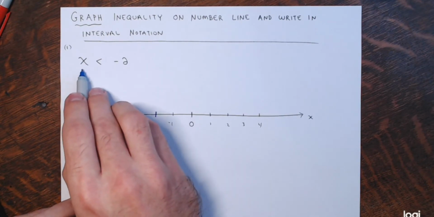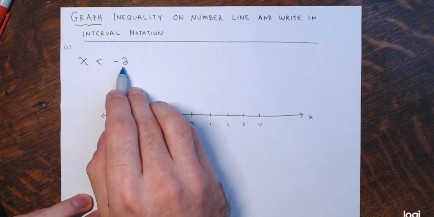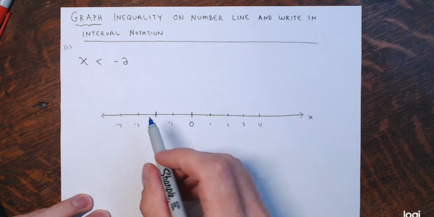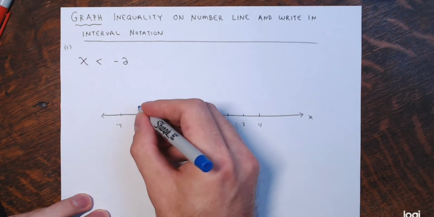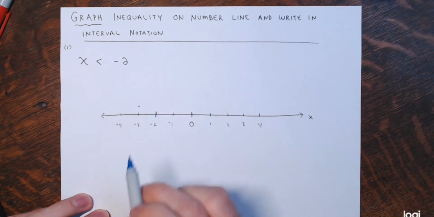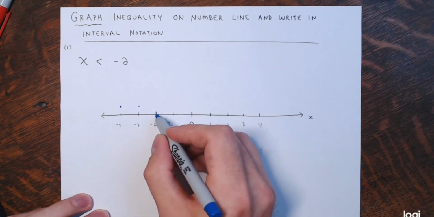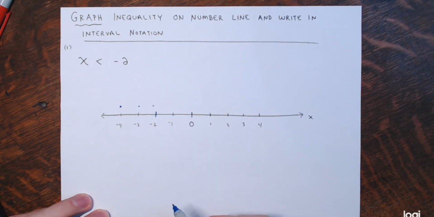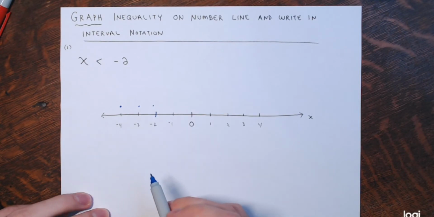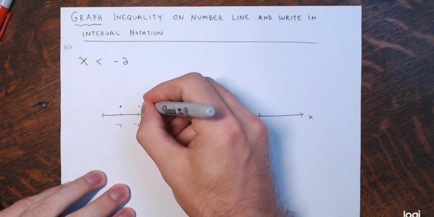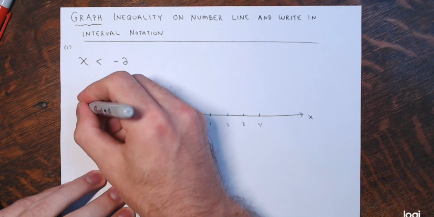And then all the numbers less than negative 2, that I could replace x with and satisfy this inequality, are these numbers. Negative 3 is less than negative 2, it's to the left. Negative 4 is less than negative 2, it's to the left. Negative 2.1 is less than negative 2, it's to the left. In fact, all the numbers to the left. So I'll mark that off here, going on forever.